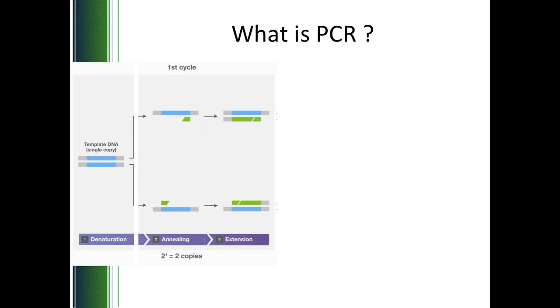In the third step, the temperature is increased from 55 degrees centigrade to 72 degrees centigrade, and the enzyme which synthesizes new DNA, in the case of PCR mostly Taq DNA polymerase, will elongate those small pieces of primers to the full stretch of DNA. So the small green colored pieces, as you can see here, will now become the full strand of DNA.